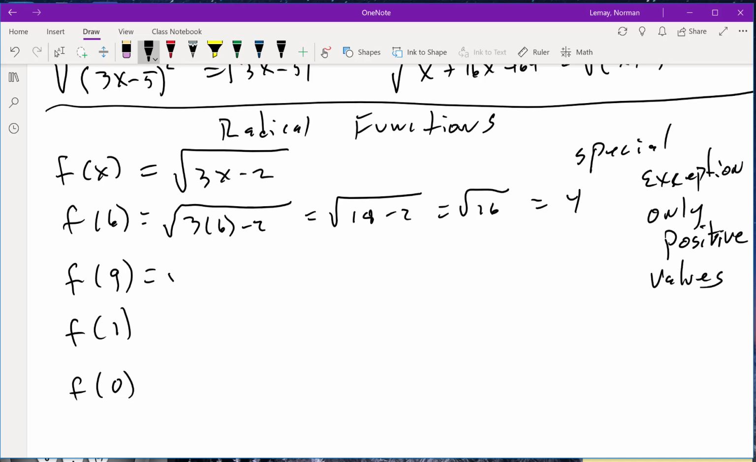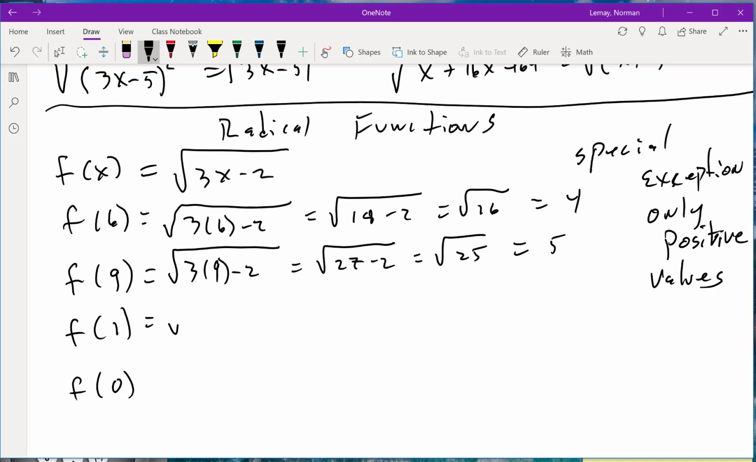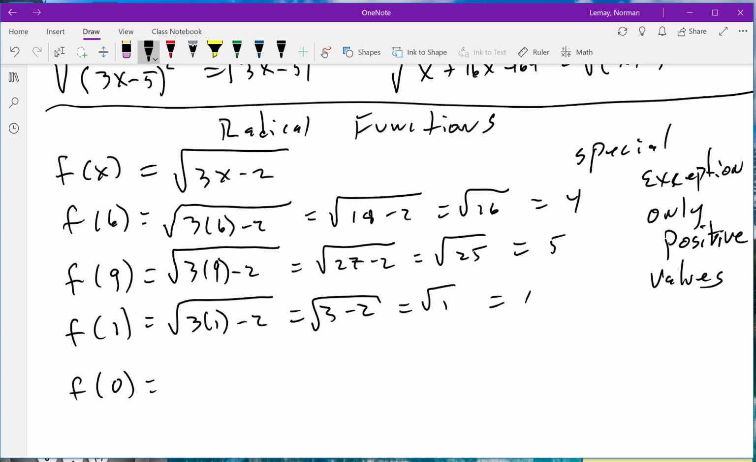So f of 9 is the square root of 3 times 9 minus 2, which is the square root of 27 minus 2, the square root of 25, which is 5. F of 1: 3 times 1 minus 2 is 3 minus 2, the square root of 1, which is 1. And f of 0 is 3 times 0 minus 2, the square root of 0 minus 2, which is root of negative 2, which is not a real number. So this is a no-no.